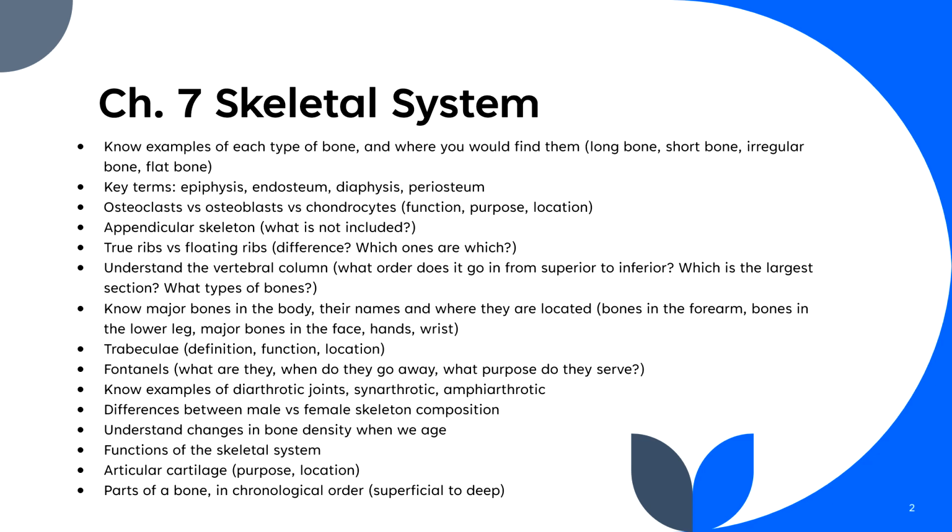Trabeculae, definition, function, and location. So we'll flip back to page 121. So spongy bone contains many spaces, like a bath sponge. These cavities are filled with red or yellow bone marrow, and the beams that form the lattice of spongy bone are known as trabeculae.